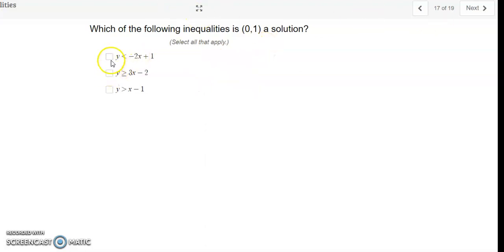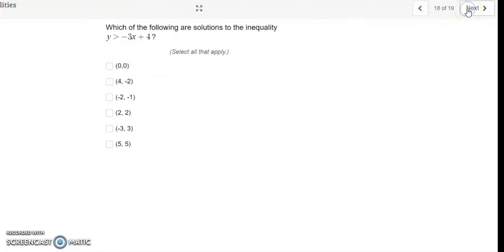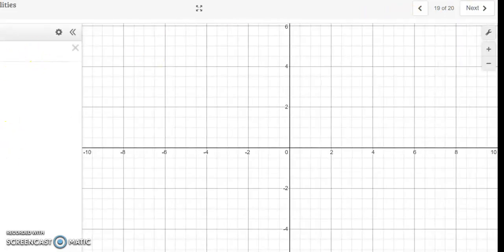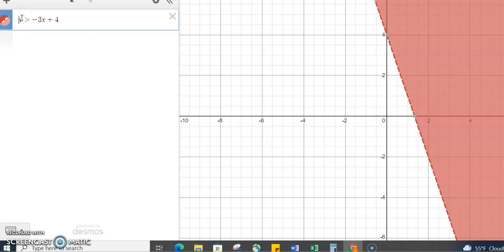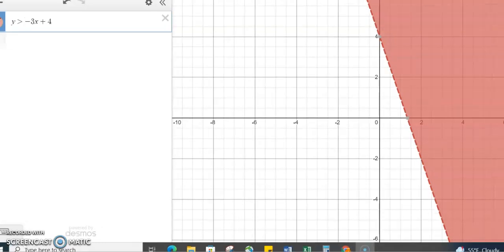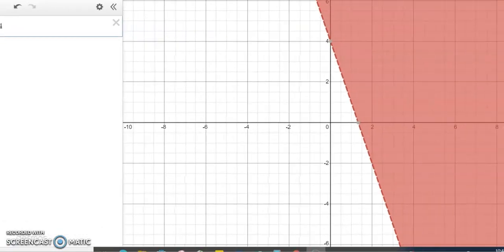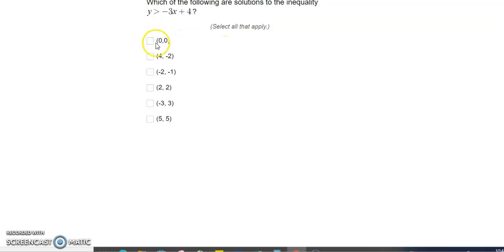All right, let's go ahead and look at slide number 18. We're almost done, guys. It says, which of the following are solutions to the inequality? So if you go to the next slide, what I did was I gave you a graphing calculator. So what you can do is you can just type that inequality in to Desmos, and it will automatically graph it for you. And then you can toggle back and forth between the two slides to look at these.